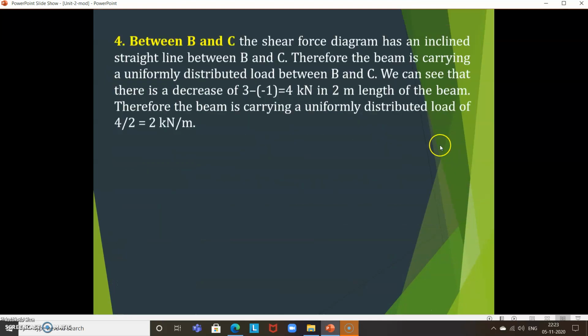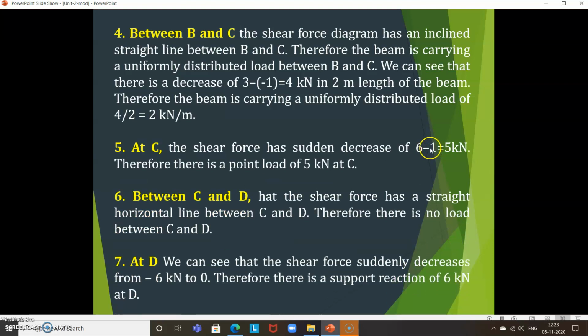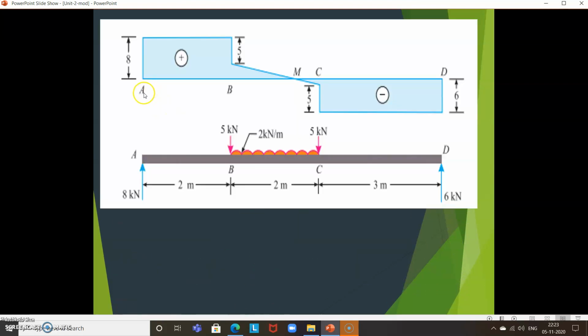Now you can draw the loading diagram. How can you draw? This is the shear force diagram. Here this is 8 kilonewton, left side upward is positive, so this is 8 kilonewton. Between A and B there is no loading, then at B there is a decrease from 8 to 3, so 8 minus 3 is equal to 5.